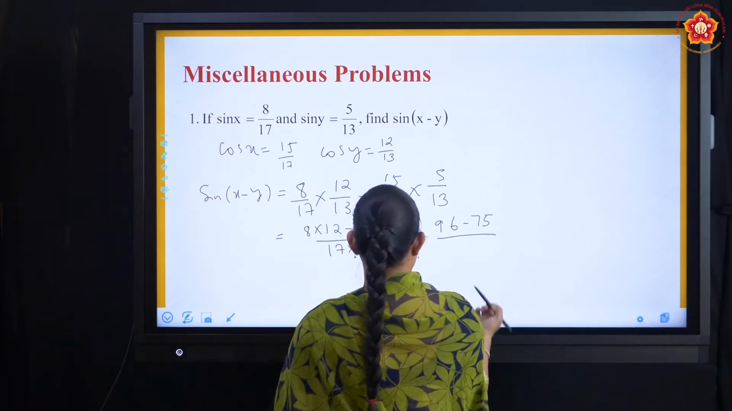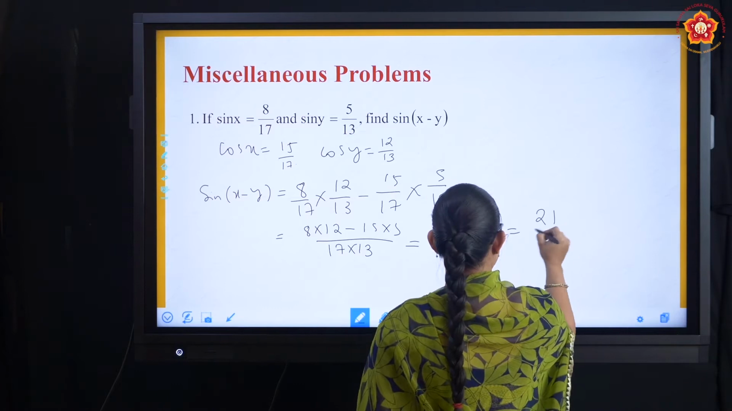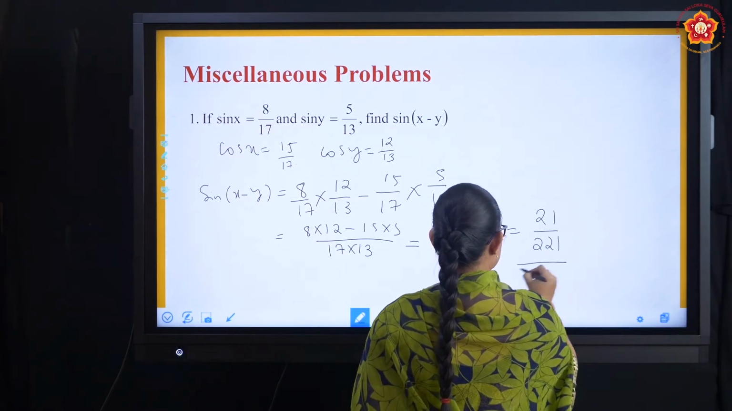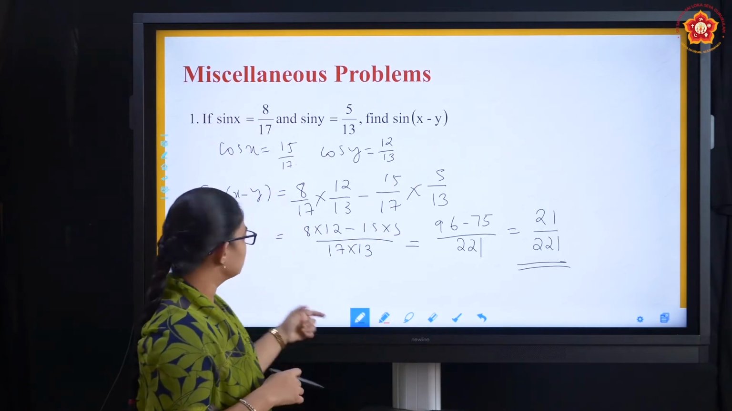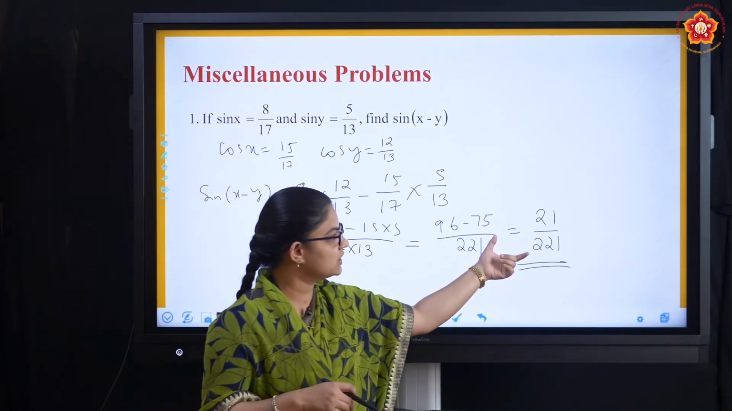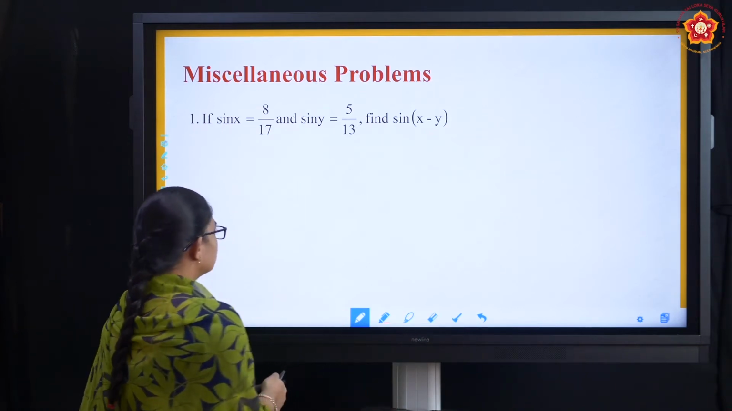You can calculate. The denominator will be 221 and this will be 21 by 221, which is nothing but the given sin (x minus y). So therefore sin (x minus y) is 21 by 221. Let us move to the next problem.